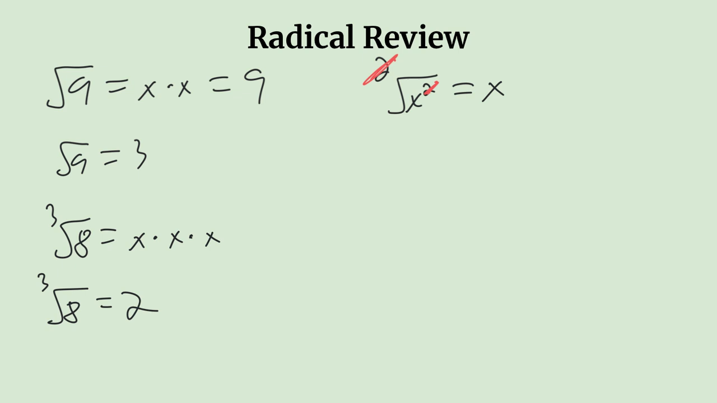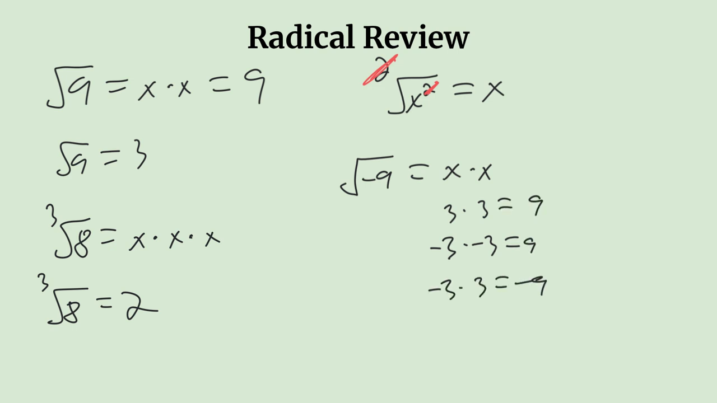Because if you had the square root of negative 9, you need two numbers that multiply to get negative 9. Well, your options are like 3 and 3. That equals 9, not negative 9. Negative 3 and negative 3 also equals positive 9. And then negative 3 times 3 gets you negative 9, but they're opposite signs, so those also don't work. So you can't take the square root of negative 9 right now.